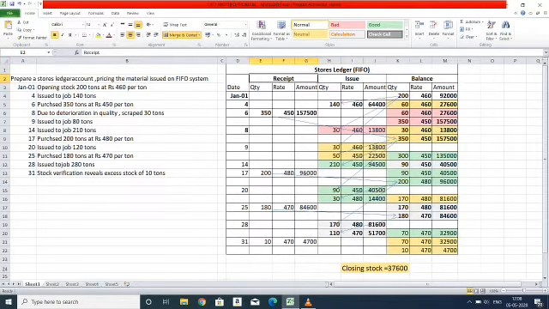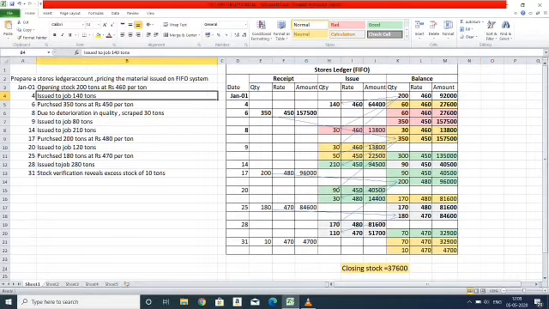Our storage ledger, we know it has three main columns: receipt, issue and balance. Then this receipt, issue and balance are again subdivided into quantity, rate and amount. Here we start our problem with our opening stock. On January 1st, our opening stock is 200 tons at the rate of 460, then the amount comes to 92,000. Our opening balance is 200 units at the rate of 460, amount 92,000.